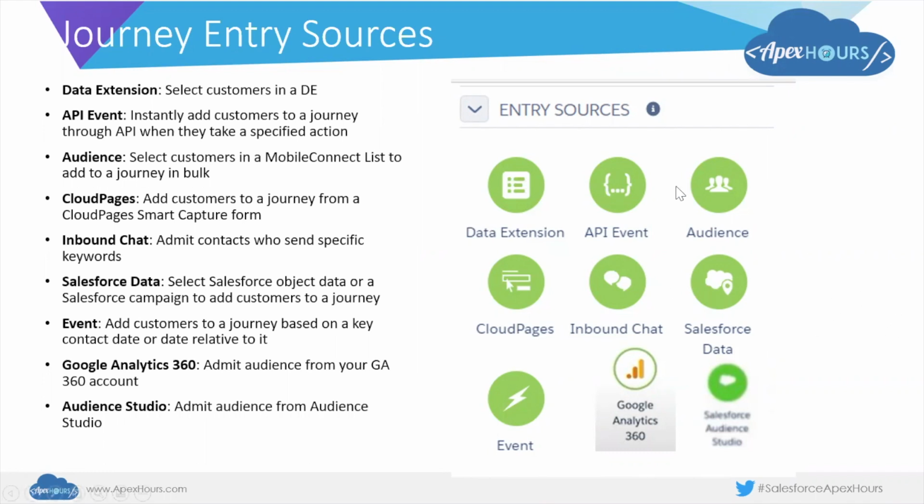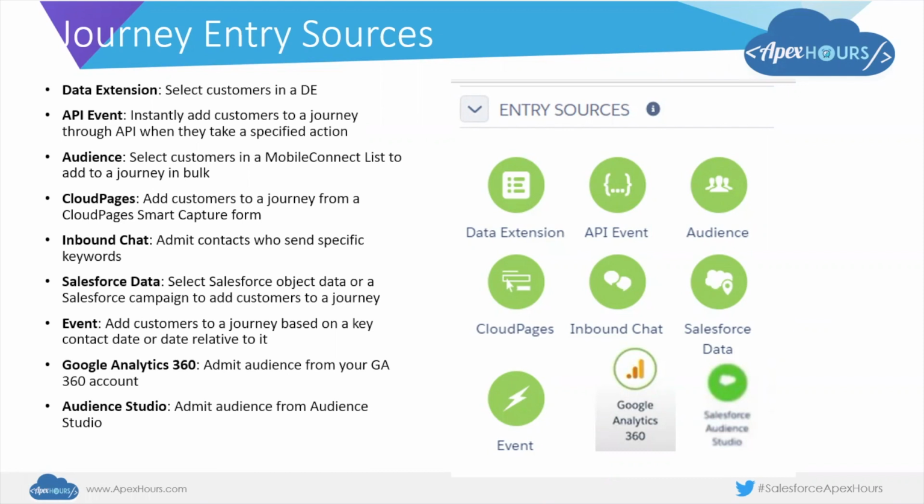The API event, you would use it when you want to add customers into your journey based on an event that the customer takes outside of the Marketing Cloud. The audience, you would use this when you want to admit a list of contacts into your journey. And you can also select from push, SMS, and audience builder audiences as well.